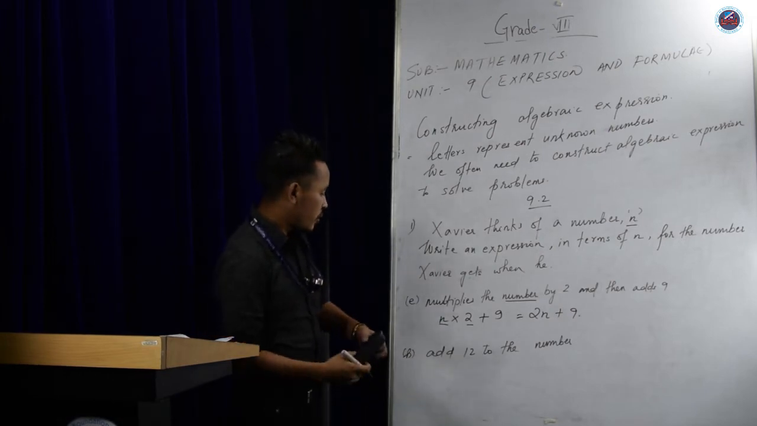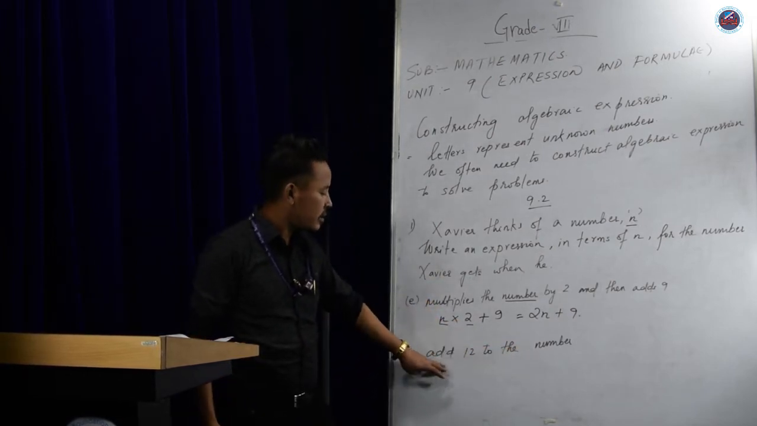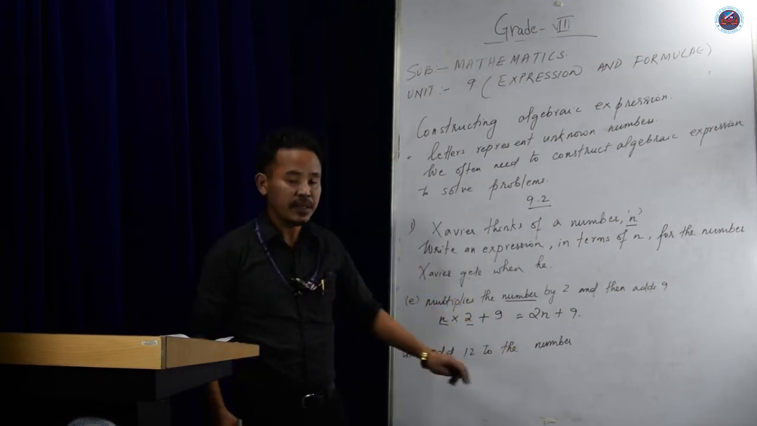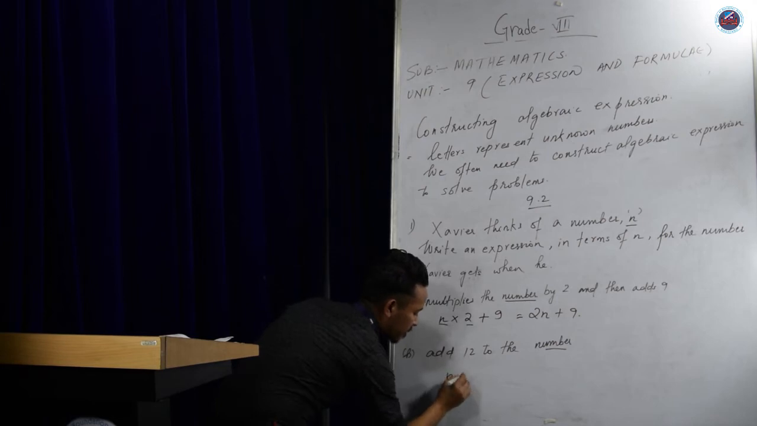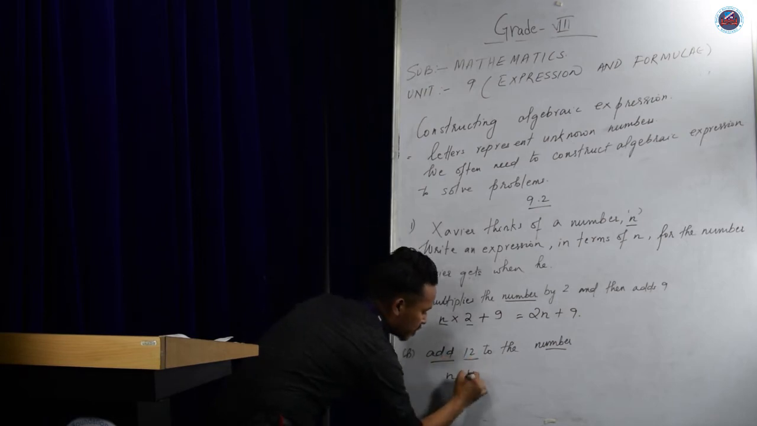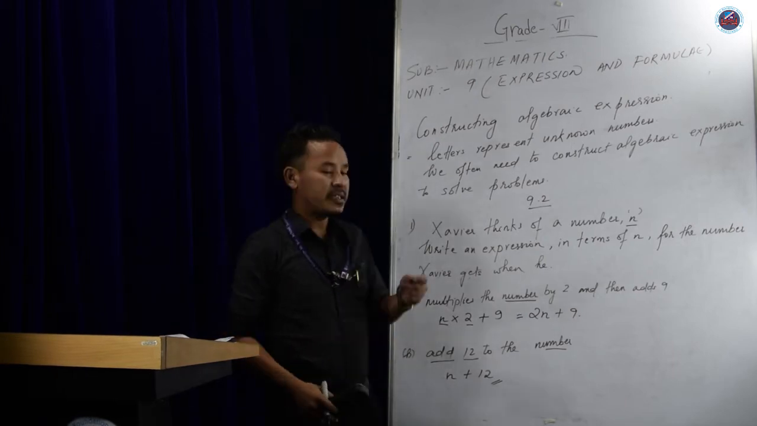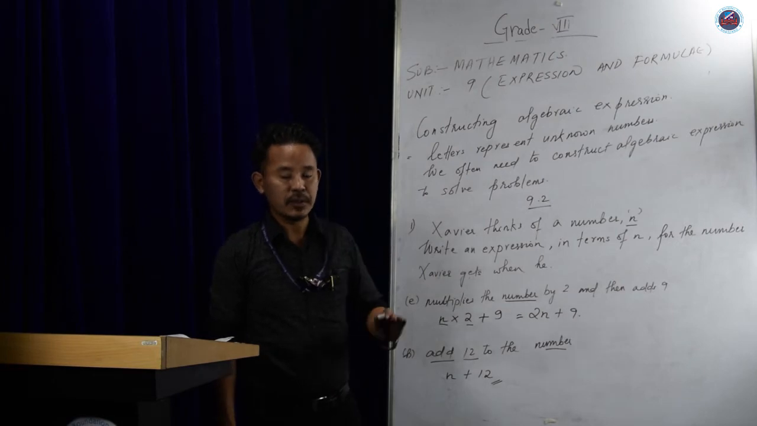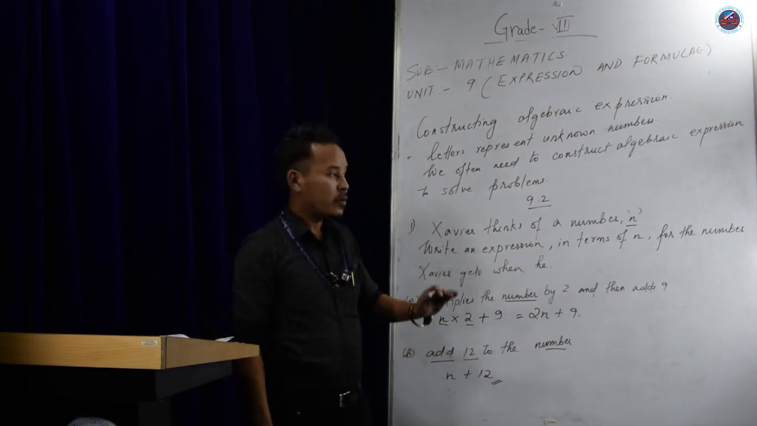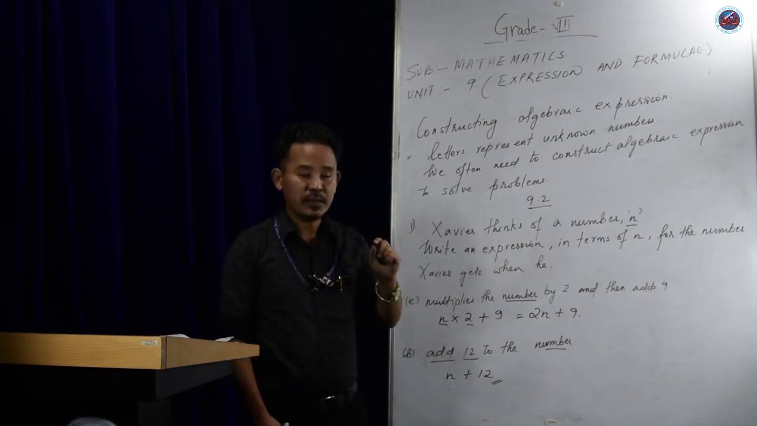Right? So the next question here: add 12 to the number. It's very simple. Add 12 to the number. What is the number here? n. Add 12, n plus 12. Is that very simple? Once again, I request all of you to read the question again and try to understand it. You don't have to rush. Try to read the question and try to construct an expression.